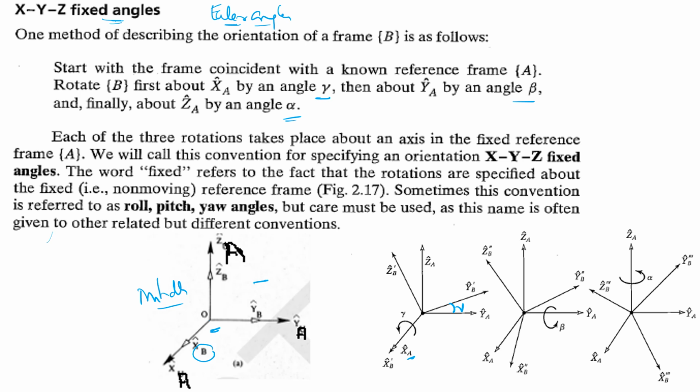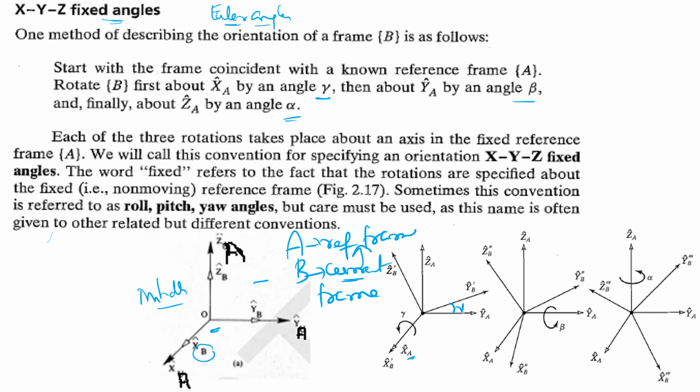So here we can say A is the reference frame, and B is the current frame, or moving frame. Now we orient the current frame with respect to the reference frame, and that is called fixed angles. Whenever you do the orientation of the current frame or any moving frame with respect to the reference frame, that is called fixed angle rotation.